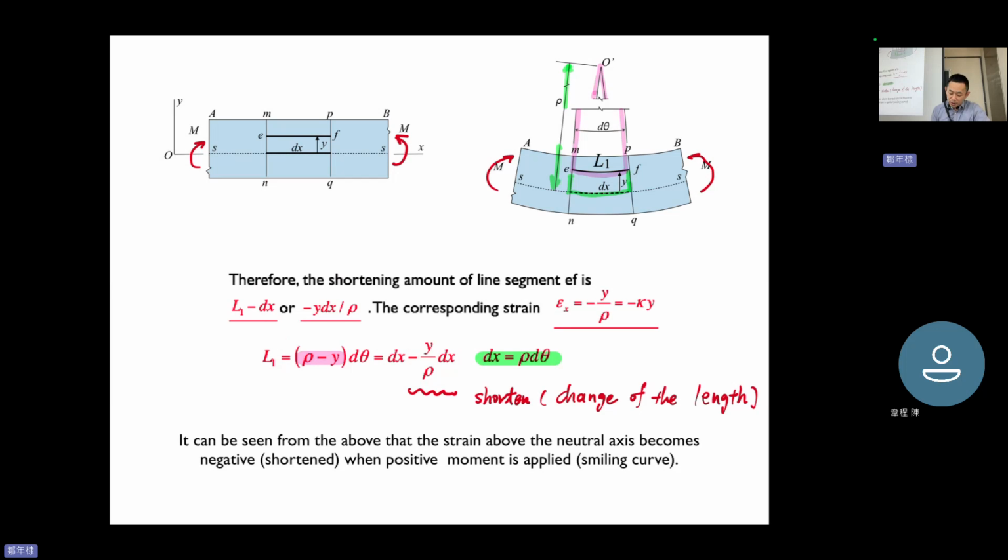Divide by the original length, dx. It will become epsilon x equals minus y divided by rho. And rho inverse will be kappa. So epsilon x equals minus kappa y. Again, we focus on a positive moment here, so it gives us a smiling curve. But if you are subjected to a negative moment, don't worry. Everything just gets multiplied by a minus sign. So it should be okay.